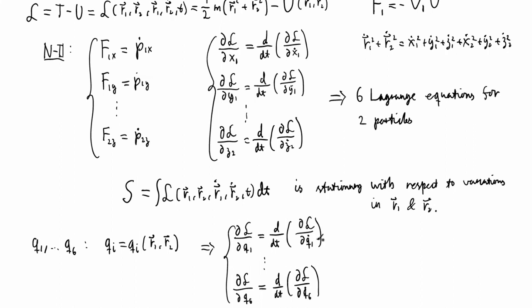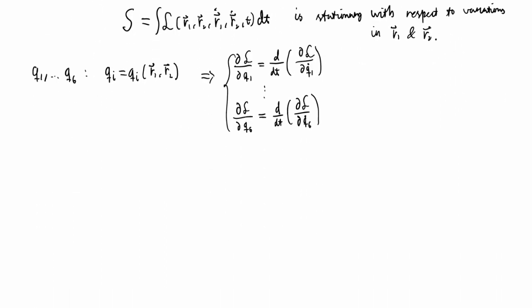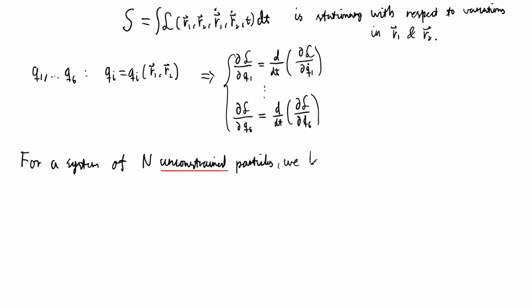And there are still 6 of those. So there are 6 Lagrange equations for 2 particles. And by extension, if we have 3 particles, there will be 9 Lagrange equations. And if we have n particles, there will be 3n Lagrange equations. So the final result that we get here is that for a system of n unconstrained particles, we have 3n Lagrange equations. And the unconstrained part here is important.